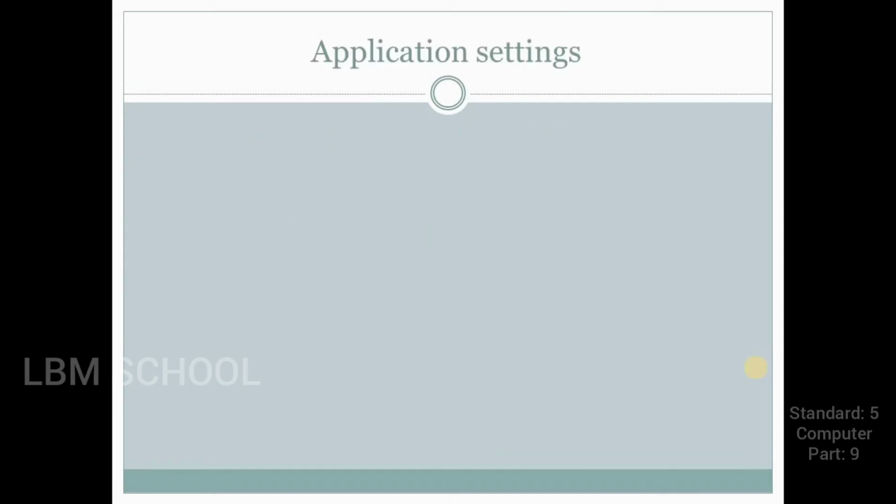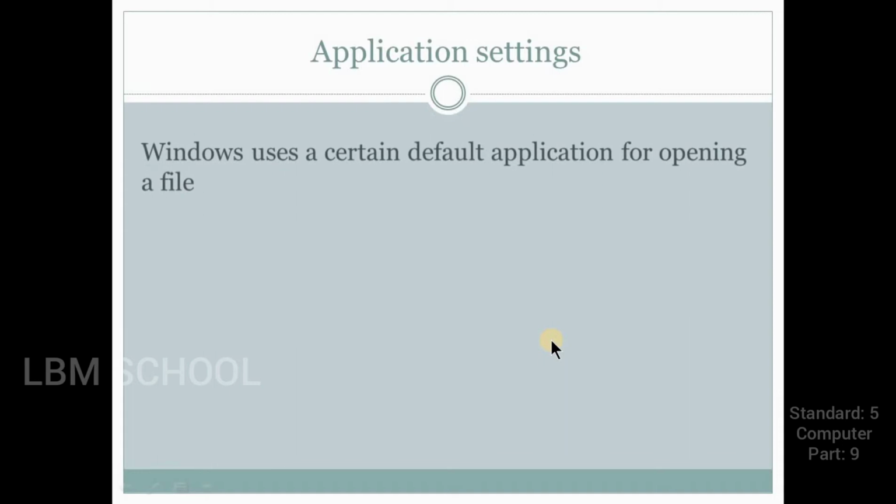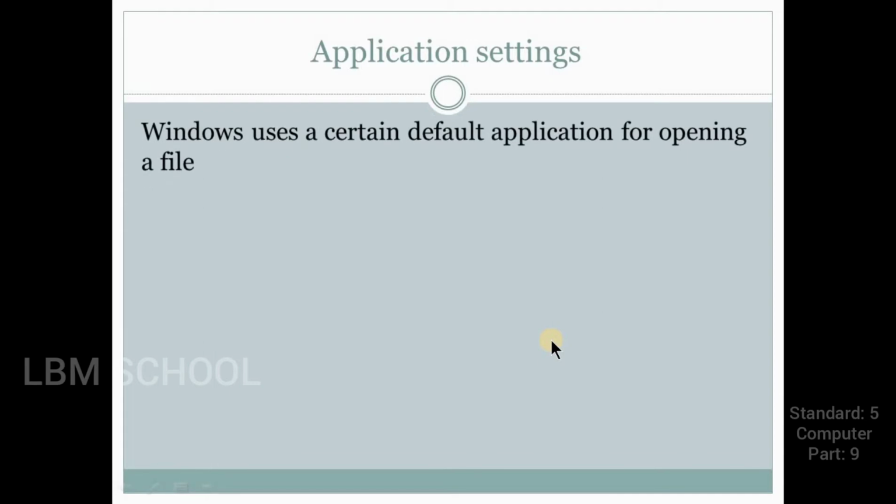Now we are going to learn about application settings. As I have told you before, an application inside the computer may be set as a default. Certain default applications are present in Windows. For example, in the last class I mentioned that you have a default browser called Microsoft Edge. Then any web link will open in Edge.